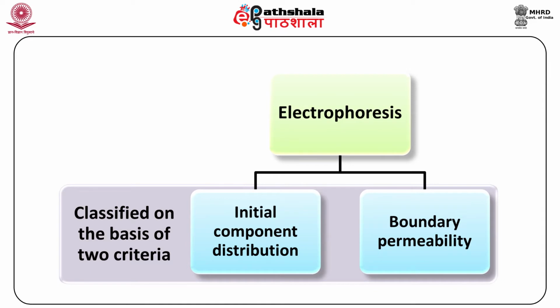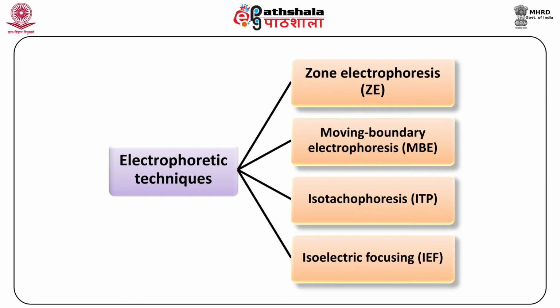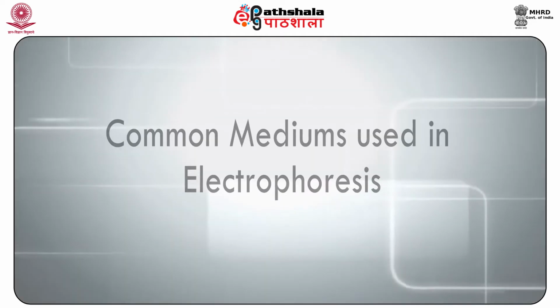Generally, electrophoresis is classified on the basis of two criteria: initial component distribution and boundary permeability. Electrophoretic techniques can be classified into four main types: zone electrophoresis, moving boundary electrophoresis, isotachophoresis, and isoelectric focusing.